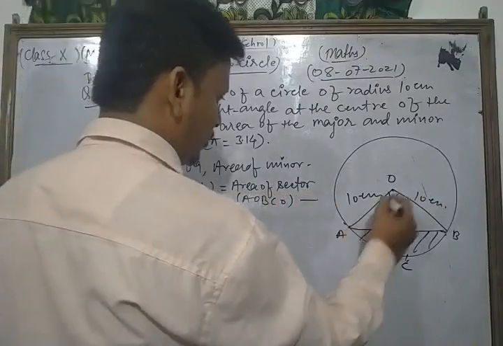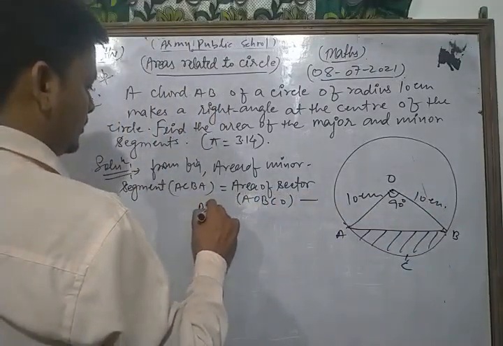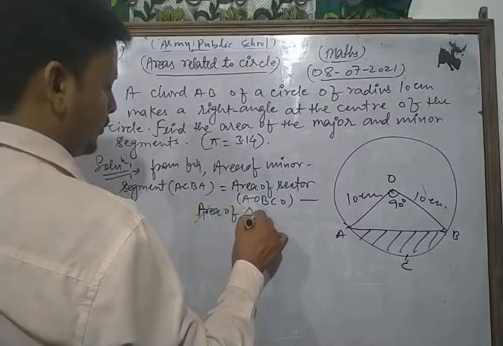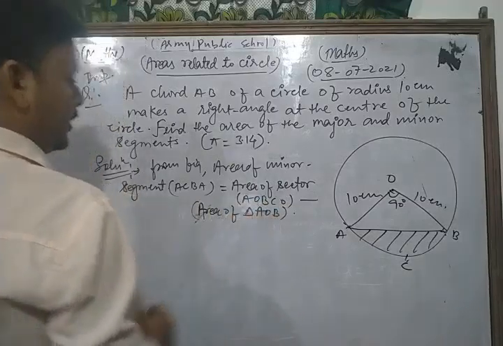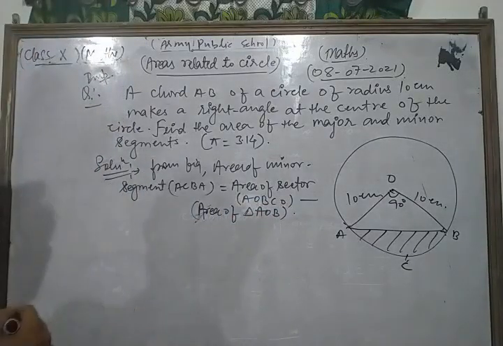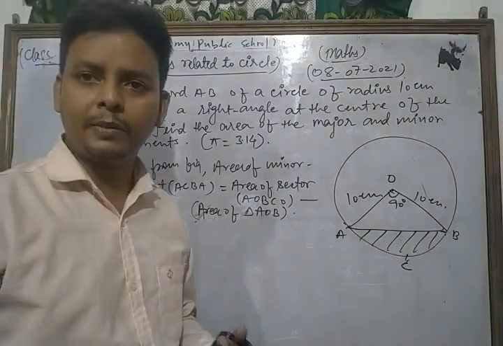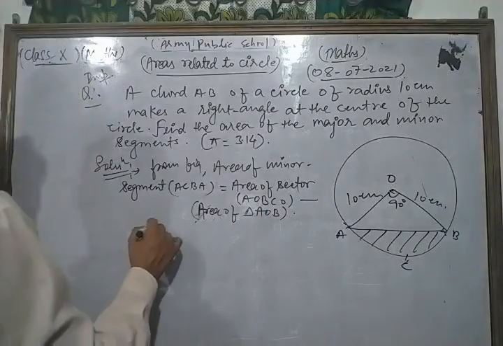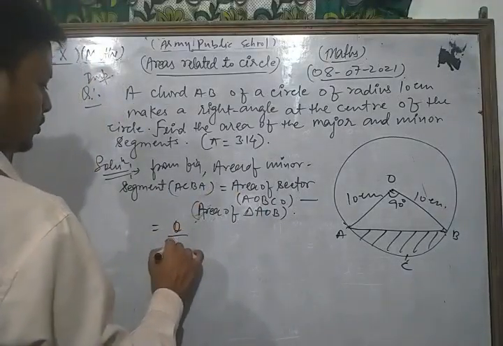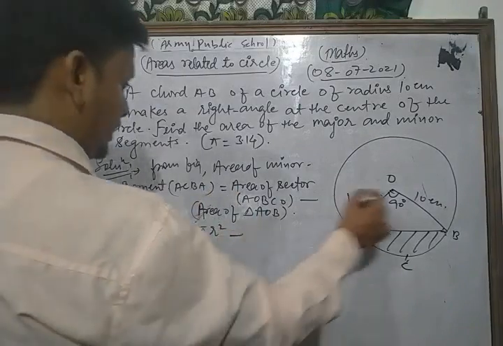Area of triangle AOBCO minus area of triangle AOB. Okay, now look, what is the formula for area of sector? We know that when the central angle and radius are given, it is theta upon 360 into pi r square. So look at this, now here we put theta upon 360 into pi r square minus area of triangle ABC.